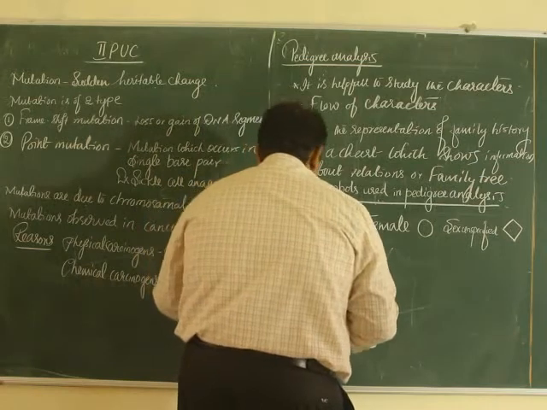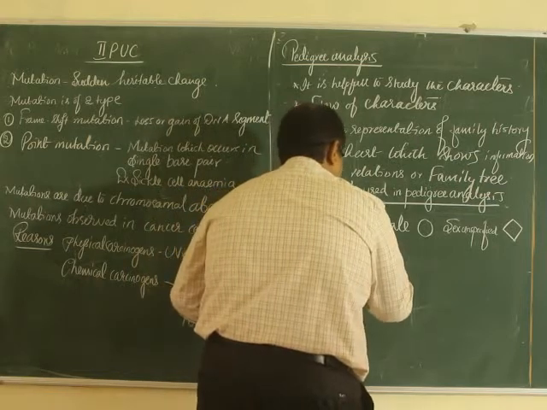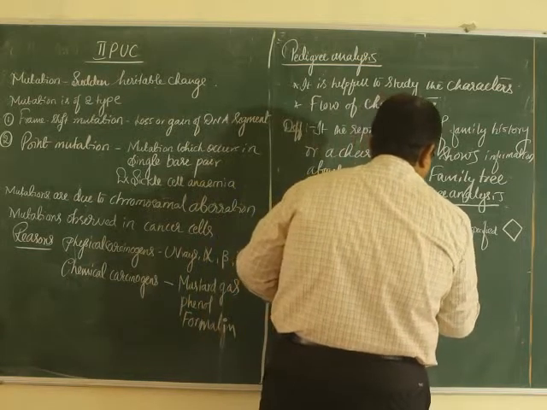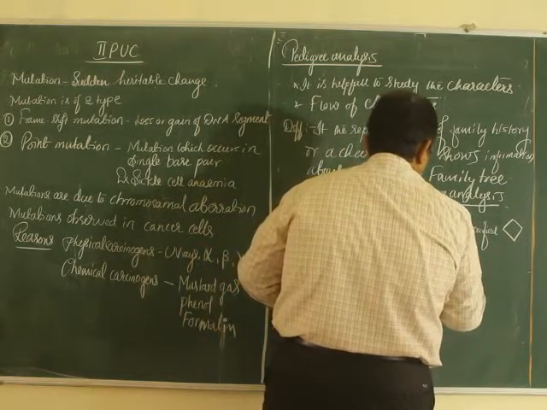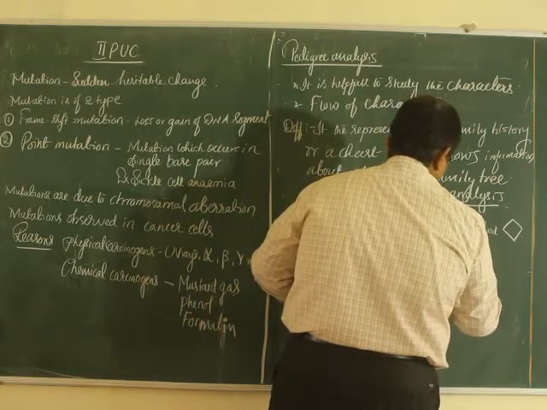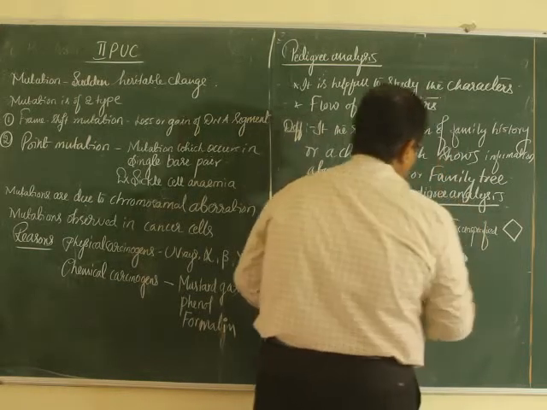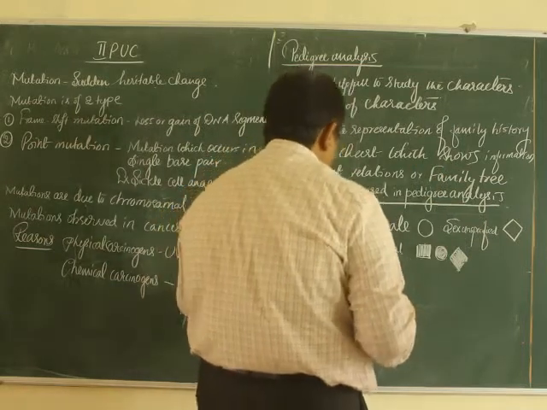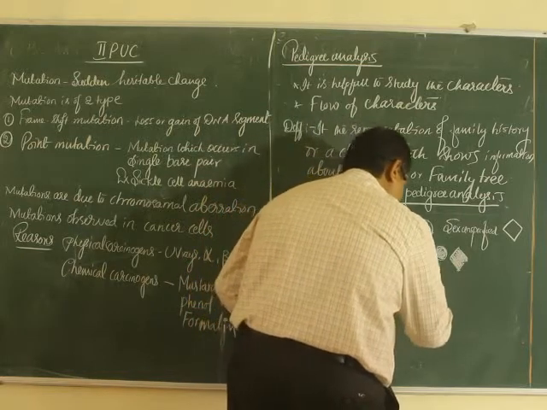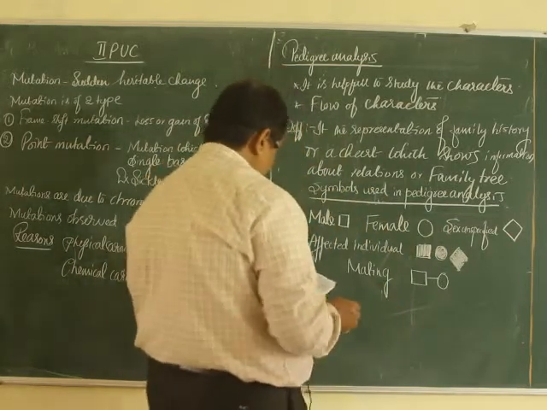Then affected individuals are represented like this. Yeah, affected individual. Then mating, this is the symbol used.